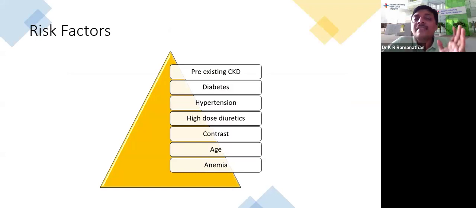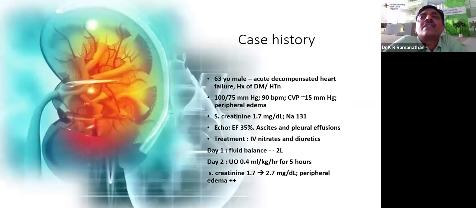One, these people have certain risk factors. And of course, these risk factors are quite popular, by the way, because they are risk factors for coronary artery disease as well. And not just that, I thought I would bring in a case history here, which is how Tapas wanted me to do this session, so that you understand what perspective of AKI I'm trying to bring up here.